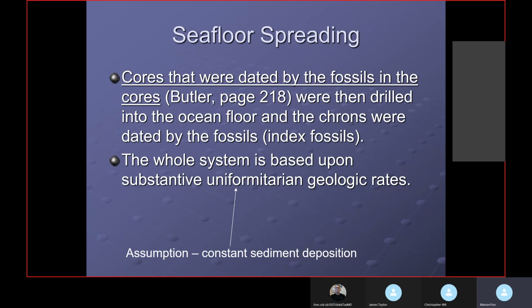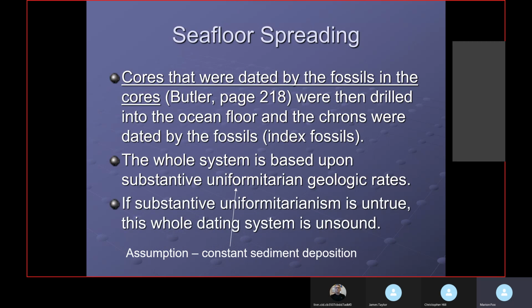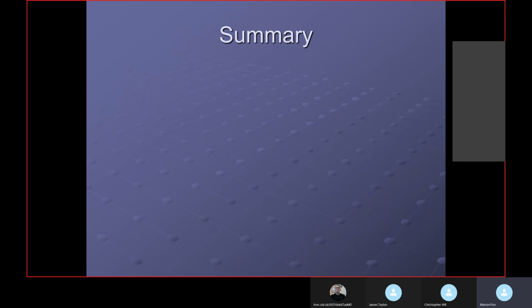The whole system is based on substantive uniformitarian geologic rates, clearly. If substantive uniformitarianism is untrue, the whole dating system is unsound. We keep coming back to it. They don't have a leg to stand on, we would say. So let me summarize this quickly. All your dating techniques have flaws in them that are used by these atheists, by the scientists, by the scientific community by and large. And so the flaws are there.